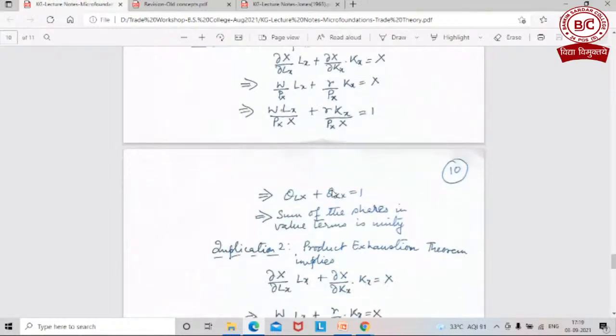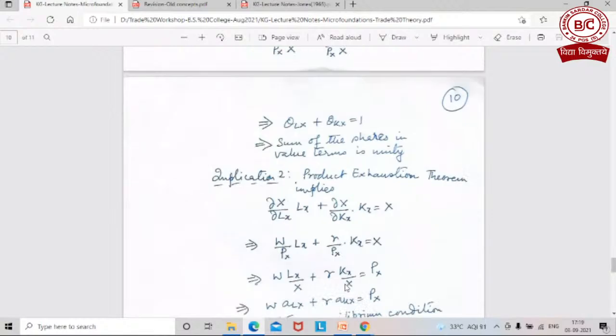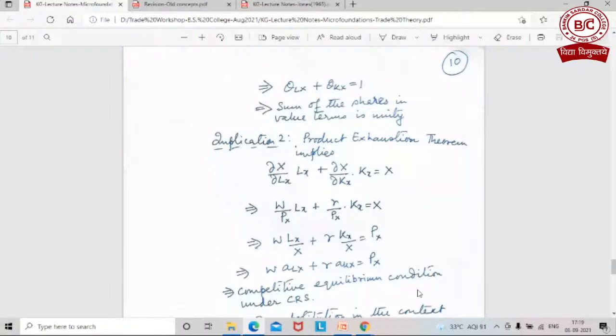Second implication, again, I have considered the product exhaustion theorem. This is the marginal physical productivity of labor, which is W by Px. This is the marginal physical productivity of capital, which is R by Px. These are Lx and Kx. Now, I have made some adjustments. I have taken this Px to the right-hand side and X in the denominator. So, what is Lx by X? This is ALx. What is Kx by X? AKx. So, what is this? This is the zero profit condition, isn't it? This is the competitive equilibrium condition under CRS. Because of CRS, we have the product exhaustion theorem, and because of this, we ultimately have the long-run competitive equilibrium condition, that is, price is equal to long-run average cost. Is the intuition clear?